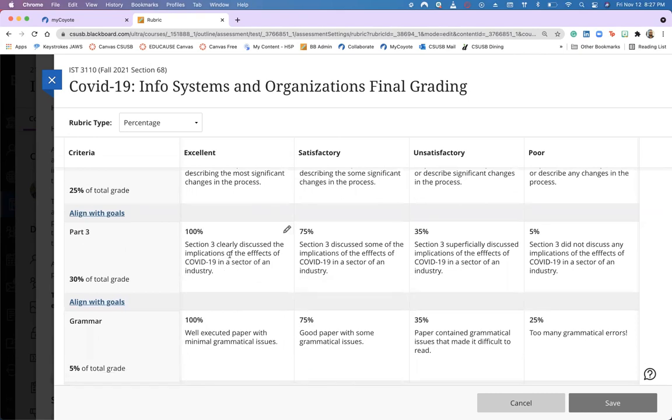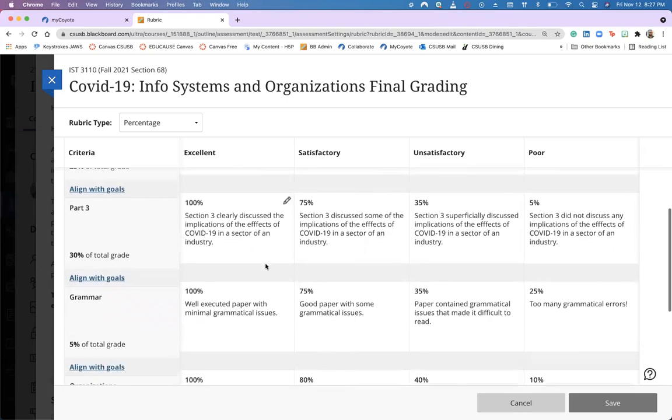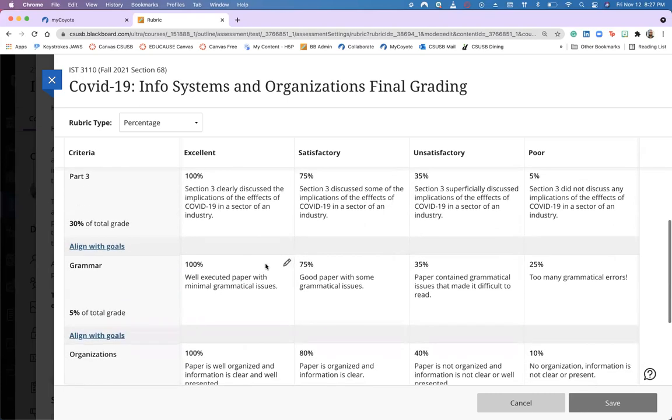Then the next part, part 3, is going to be the implications of the effects of COVID. And by implications is how has COVID really affected, right? This is not about what you think could be. This is about how it has actually changed. How has COVID affected that particular industry or processes, right?